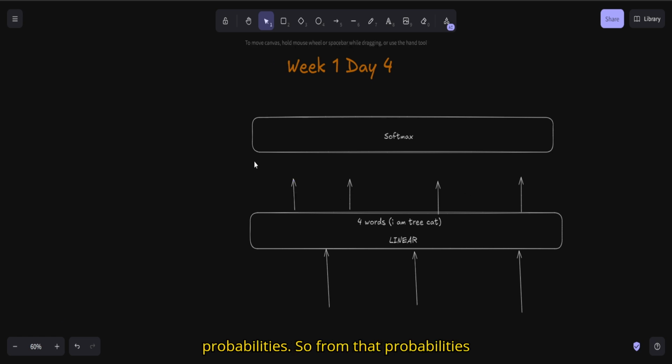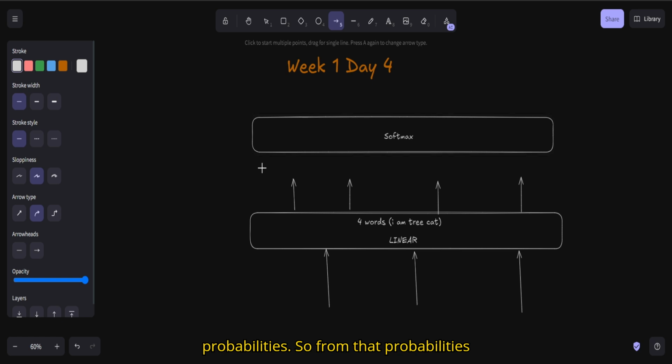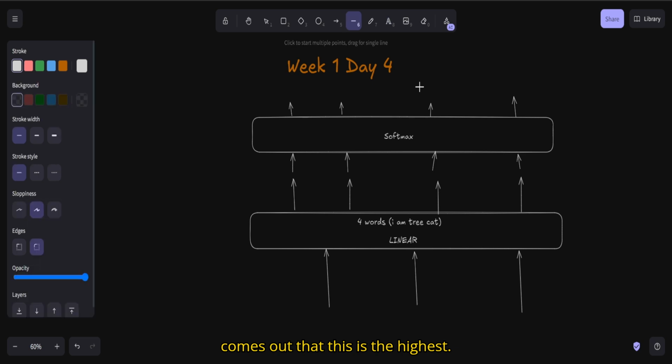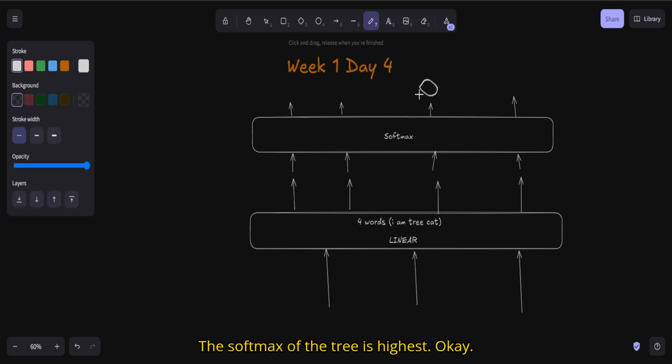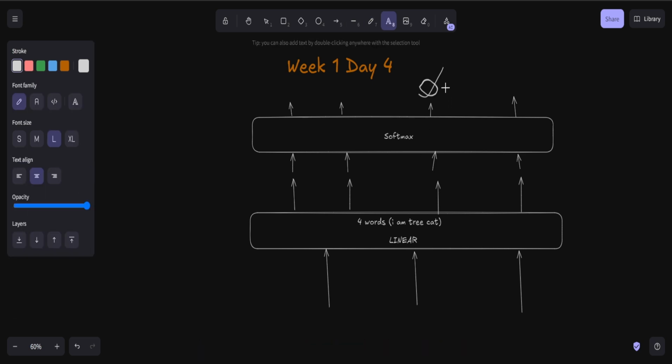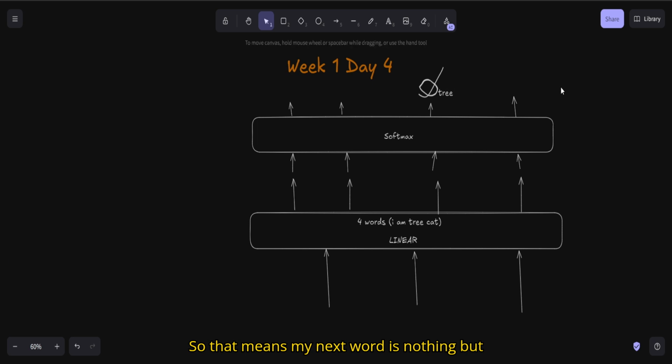So we will get some values, and we run them through a softmax function so that we can actually see which probability is the maximum. We bring it here, here, and here. After the softmax, we get a set of probabilities. Whichever probability is the highest, let's say the softmax of tree is the highest, that means my next word is nothing but tree.